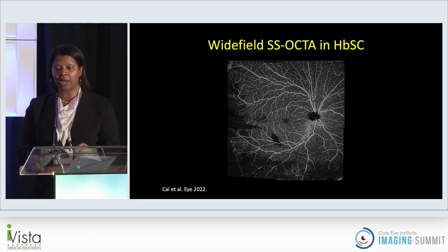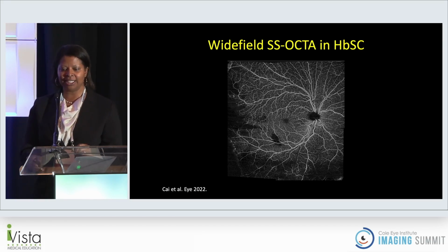This is an example of an ultra-wide field, or wide field swept source OCTA in a patient with hemoglobin SC, courtesy of Ian Hahn. You can see the significant non-perfusion there peripherally.